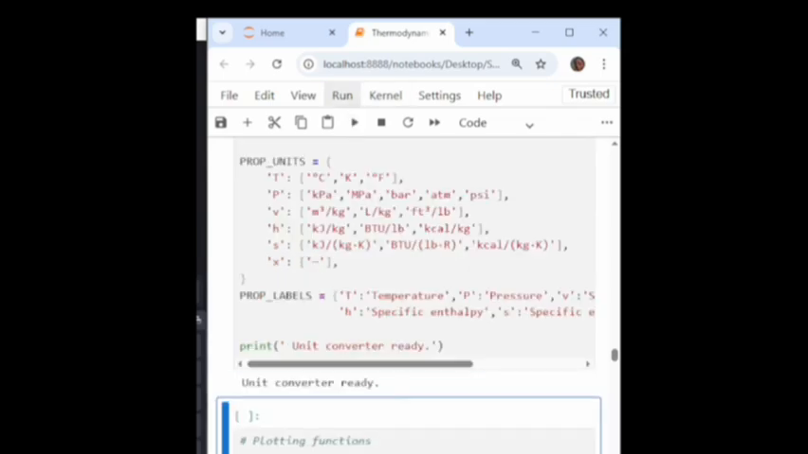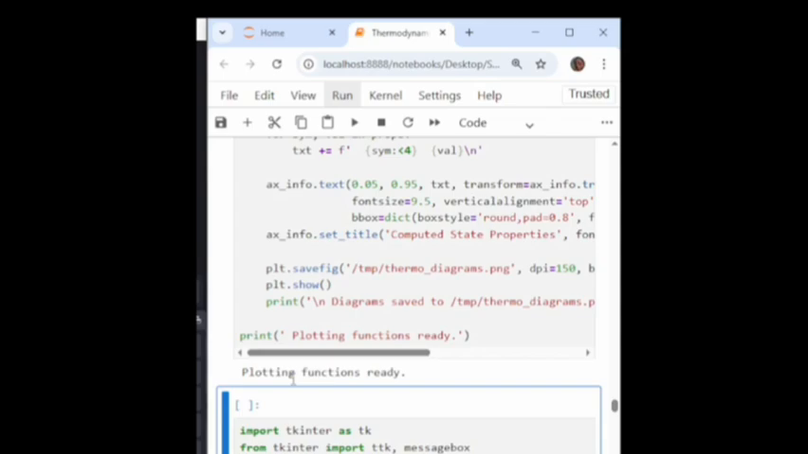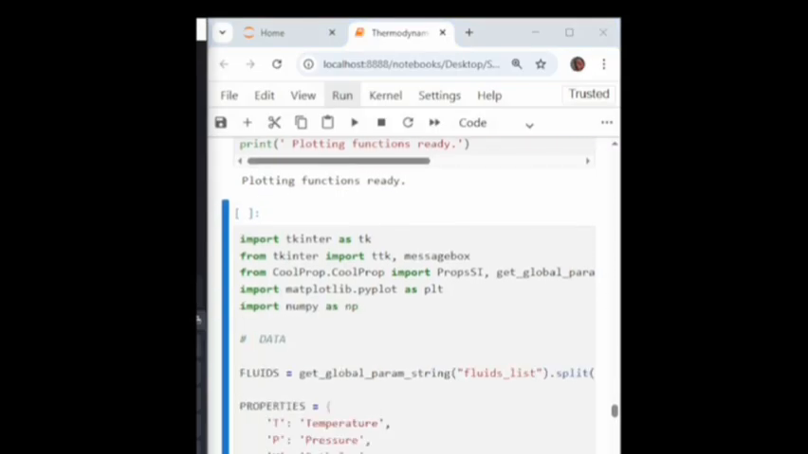So we move to the plotting function. This is what plots our graphs. Let me run this one too. Yes, our plotting function is ready. So that means we have no problem so far. Now let's move to the whole thing.